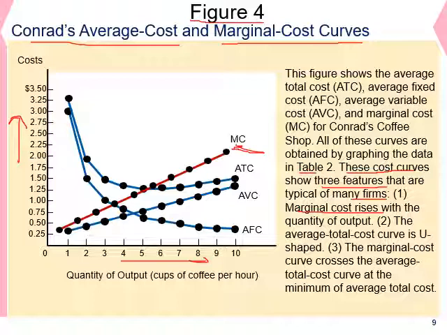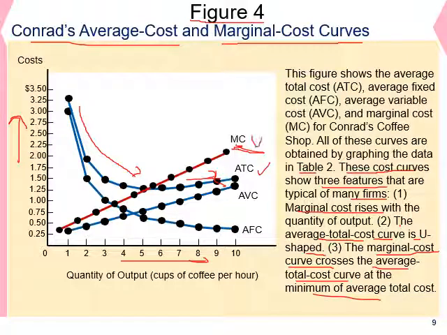Number 2, the average total cost is U-shaped. The average total cost is U-shaped, which is this one. It decreases, gets to a bottom, then it starts to increase. Number 3, the marginal cost curve crosses the average total cost curve at the minimum, which is right here at the minimum, at about 5 cups of coffee.